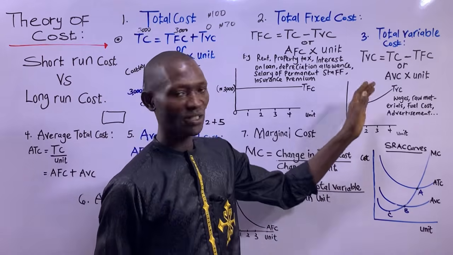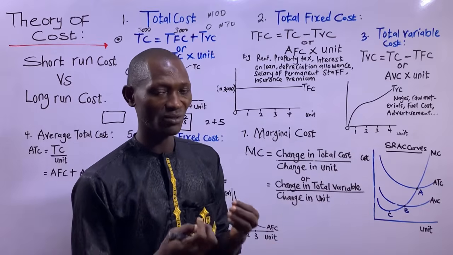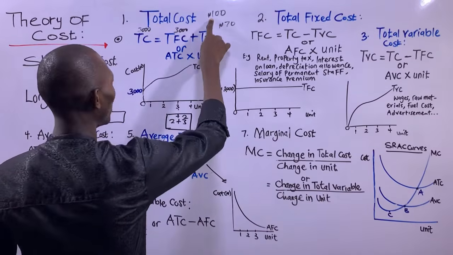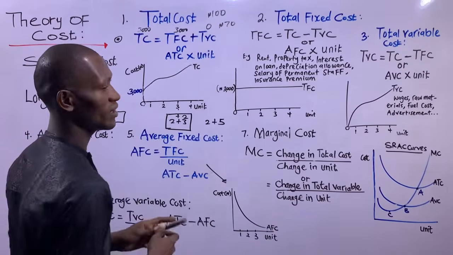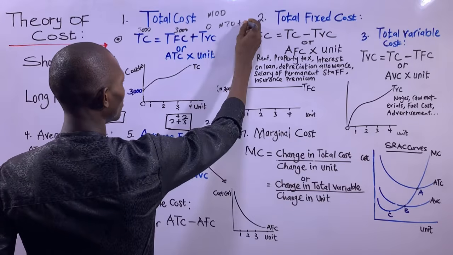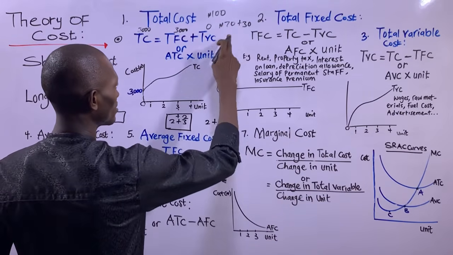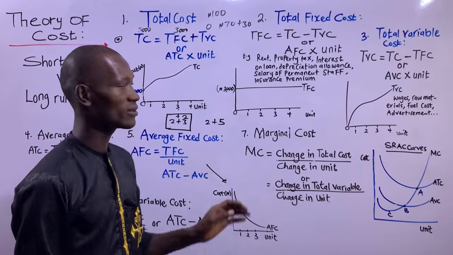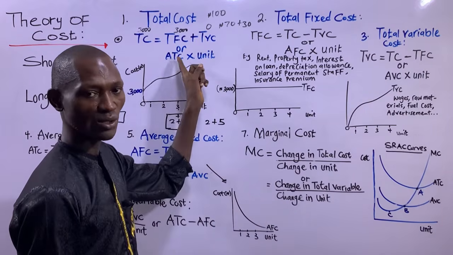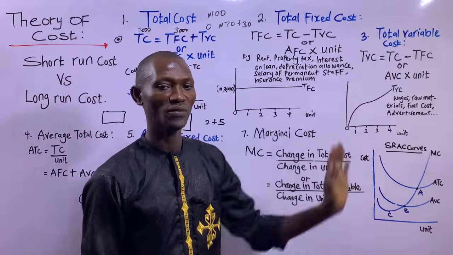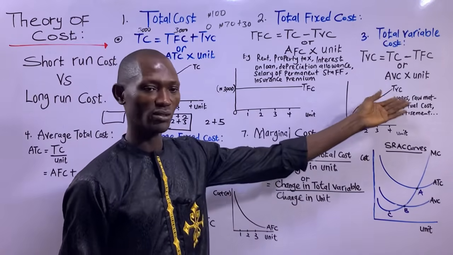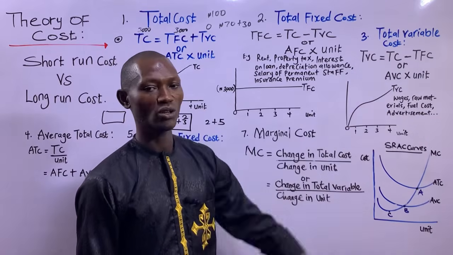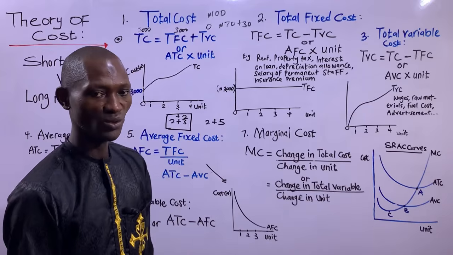So total variable cost for most firms takes a smaller proportion of the total cost. So here, if total cost is 100, total fixed cost is 70, then total variable cost will be 30. So 70 plus 30 gives us 100, which is the total cost. So total cost is gotten by total fixed cost plus total variable cost. And total variable cost is total cost minus total fixed cost, or average variable cost times units produced.